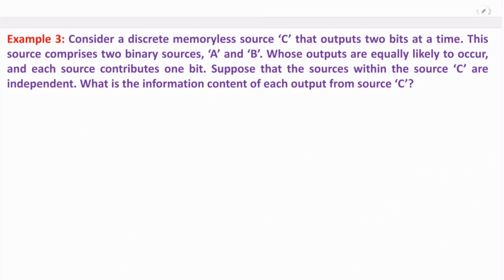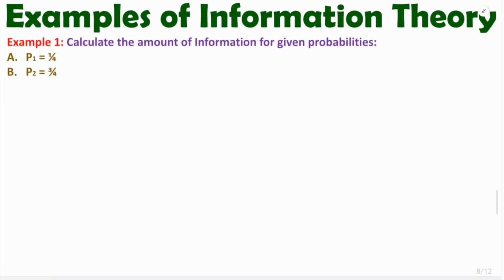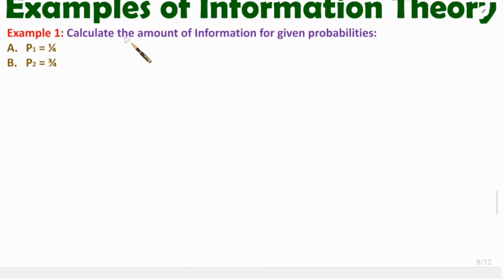Now let me solve question number 1. See, in question 1, we need to identify amount of information for given probabilities. So here we have been given with P1, that is 1 by 4, and P2, that is 3 by 4. So for these two probabilities, we need to identify information. So let us identify information for probability P1.